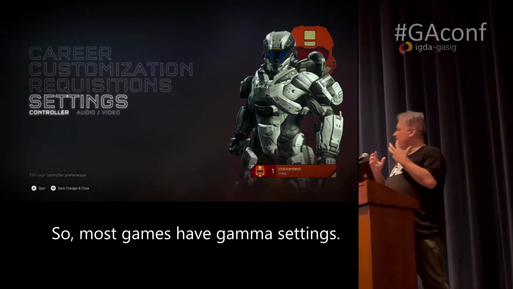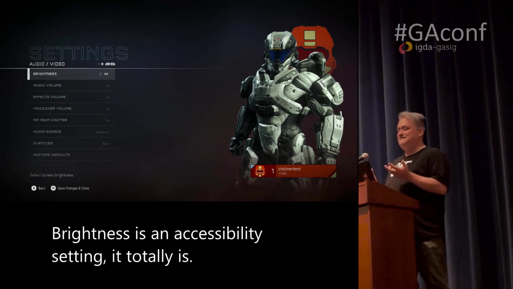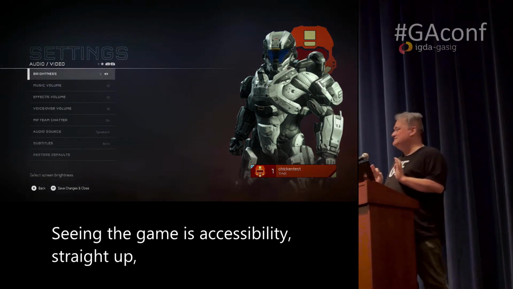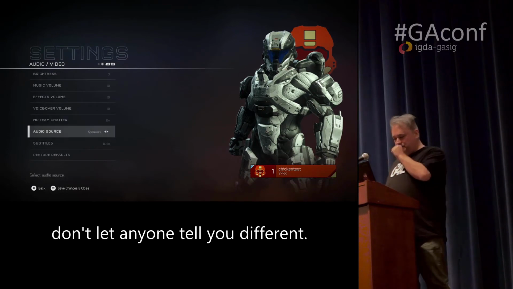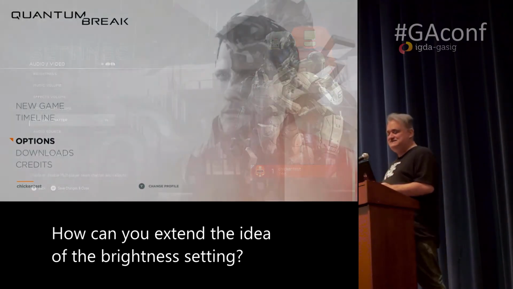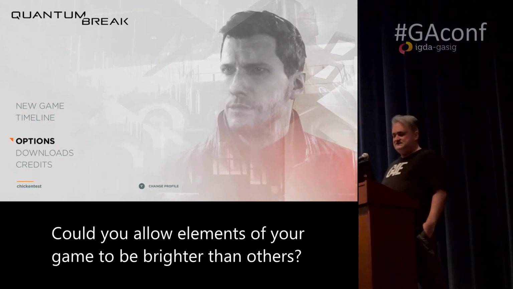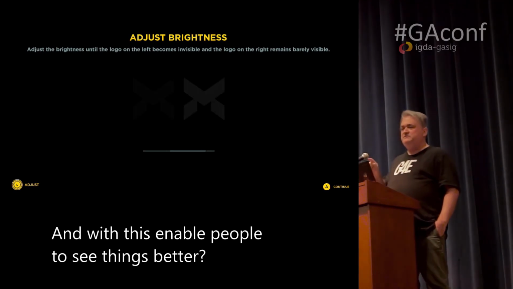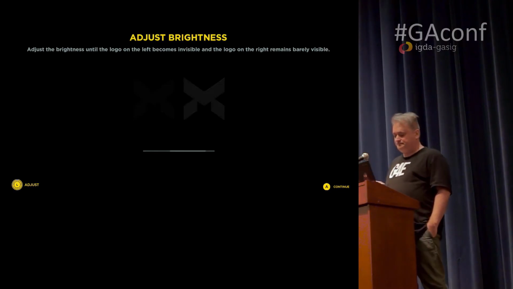So, most games have gamma settings. Brightness is an accessibility setting. It totally is. Seeing the game is accessibility. Straight up. Don't let anyone tell you different. How can you extend the idea of the brightness setting? Could you allow elements of your game to be brighter than others? And would this enable people to see things better? Could someone maintain focus more easily if they could darken elements that are distracting to them?